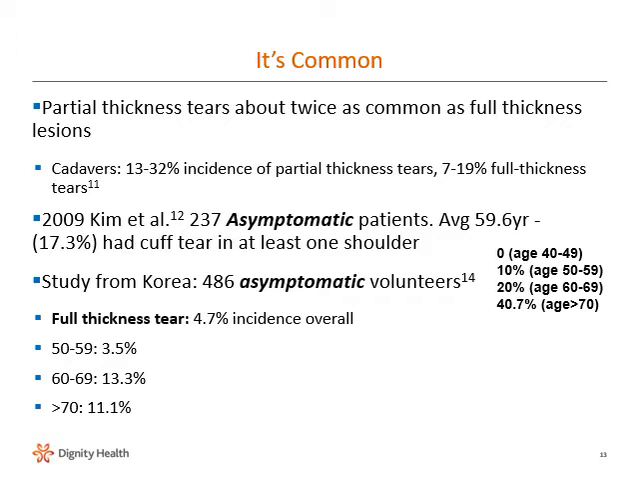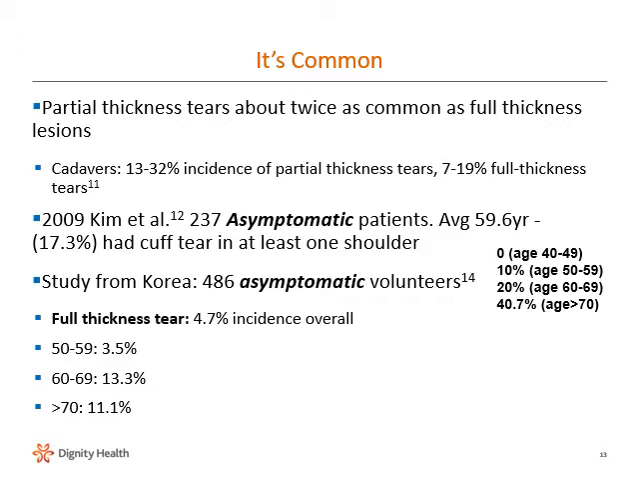Rotator cuff tears are common. This study on the top showed in cadavers up to a 32% incidence of partial tears, up to 20% incidence of full thickness tears. Obviously, we don't know if these cadavers were having any sort of pain or symptoms or not. But in these other two studies, in hundreds of asymptomatic patients, so again, patients who had absolutely no shoulder problems, about 17% of them had a tear in at least one shoulder.